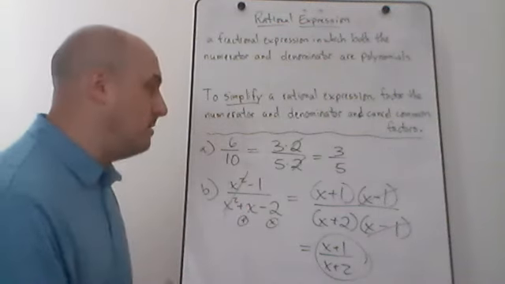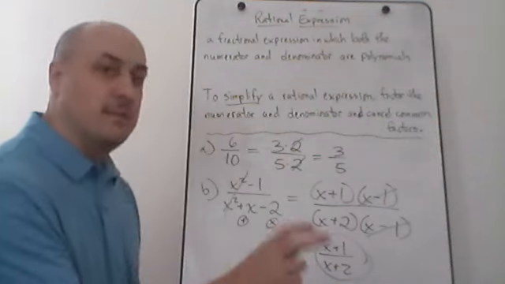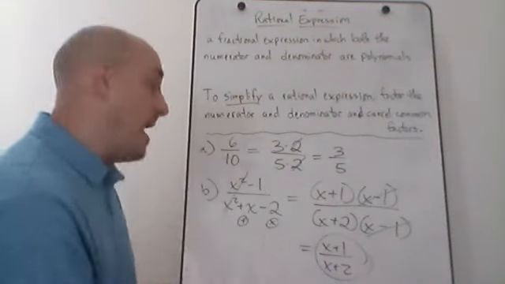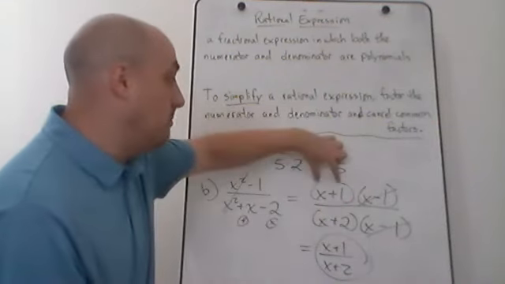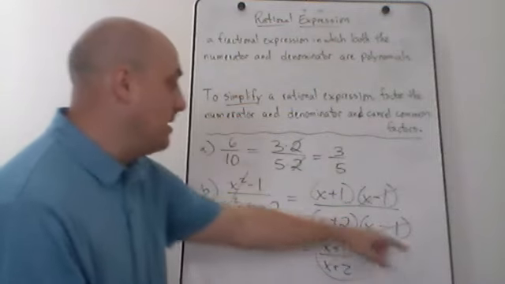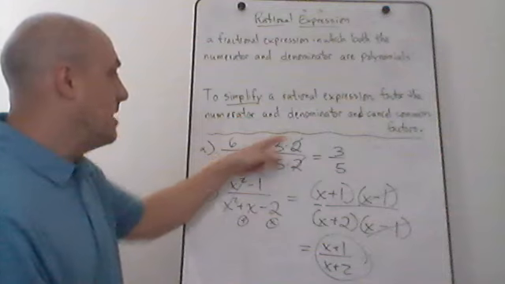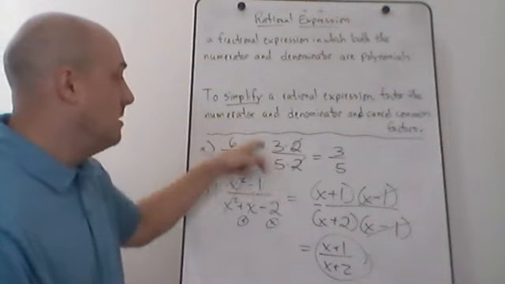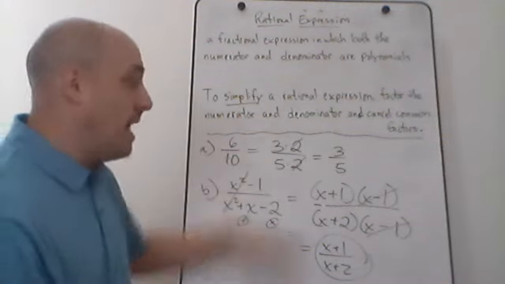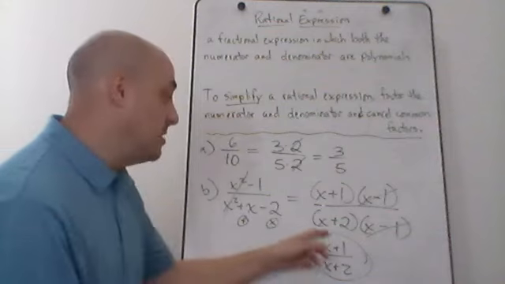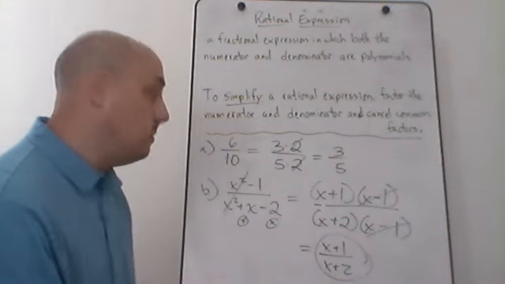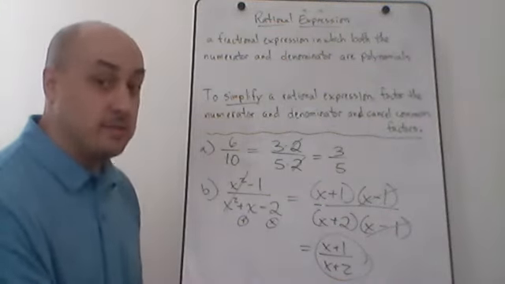I can only cancel things out when the thing I'm canceling is being multiplied by the rest of what I have, right? The x minus 1 is multiplying this x plus 1. This x minus 1 is multiplying the x plus 2. When I have multiplication, just like here with the 2's times the 3 and the 5, now I'm allowed to cancel those out. Right? When there's addition here, x plus 2, x plus 1, I am not allowed to just cancel out the x's.